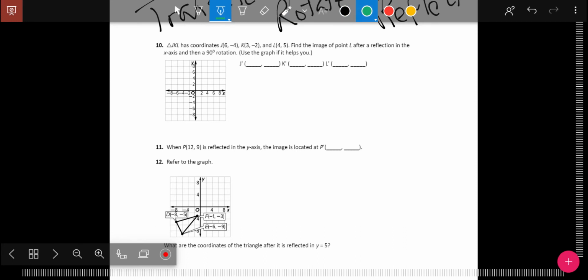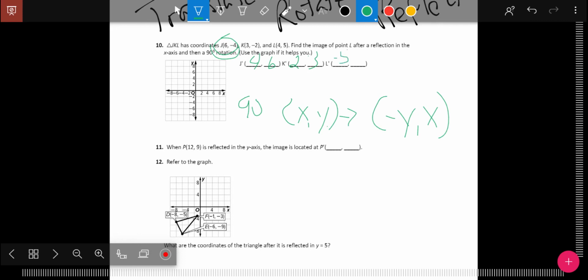Now, 90-degree rotation. You know the rule for 90-degree: (x, y) becomes (opposite y, x). And so (6, -4) for the first one becomes (+4, 6). K becomes (+2, 3). L, or in your case M, becomes (-5, 4). And again, the graph's there if you needed it to help you, but you didn't have to use it.